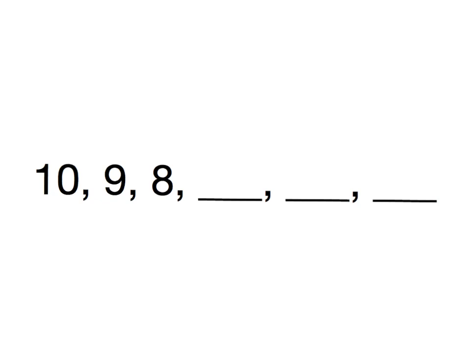Now, how many are we going backwards by? It's just one, because look, we're just going to the number right before the number we had. So let's read it again. 10, 9, 8. It's going backward by 1. What is it going backward by? That's right, 1. So let's figure out what number comes before 8.